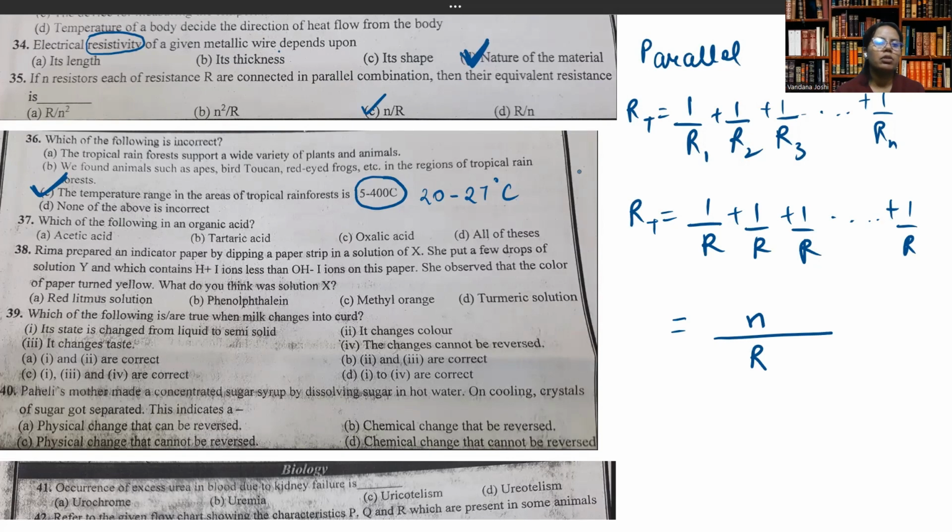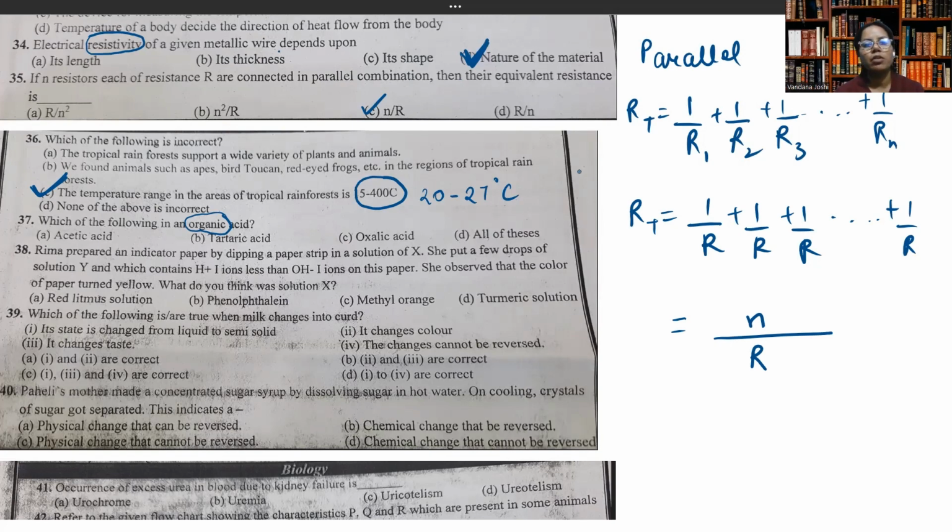Next, which of the following is an organic acid? Organic acids are acids that are present in the objects that are found in our day-to-day life, basically carbon-containing compounds. So acetic acid is present in vinegar, tartaric acid is present in tamarind, oxalic in tomato.